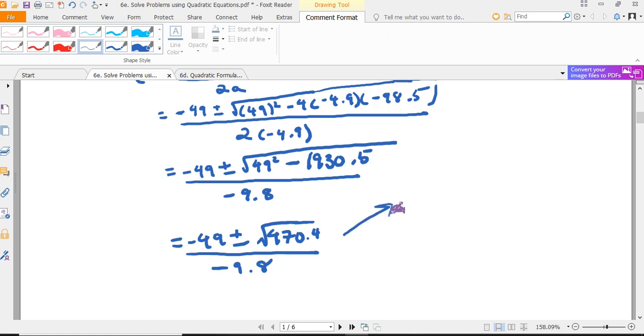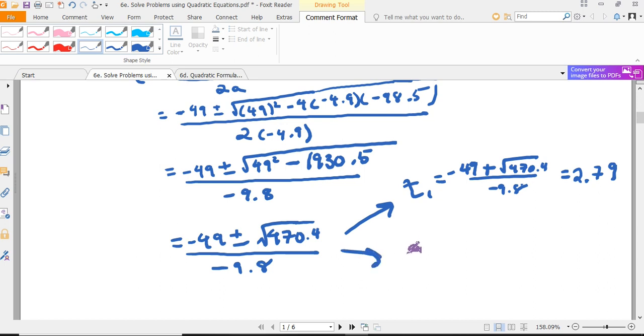Now, that means our two answers are, let's call it t1, is equal to negative 49 plus the square root of 470.4, divided by negative 9.8. I'll type all that into my calculator at the same time: negative 49 plus the square root of 470.4, equals, divided by negative 9.8. So I'm looking at 2.79.